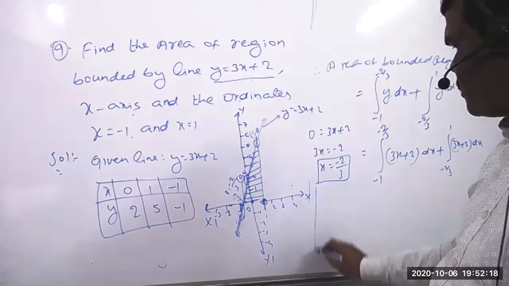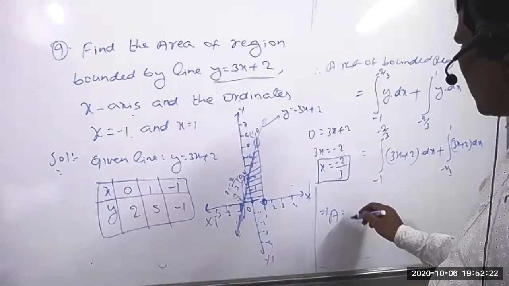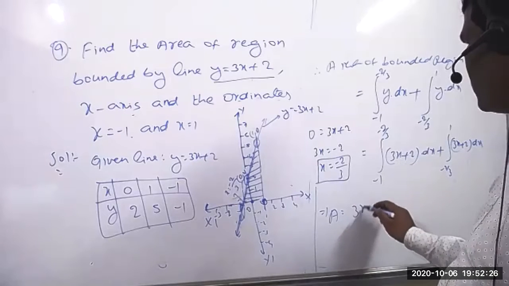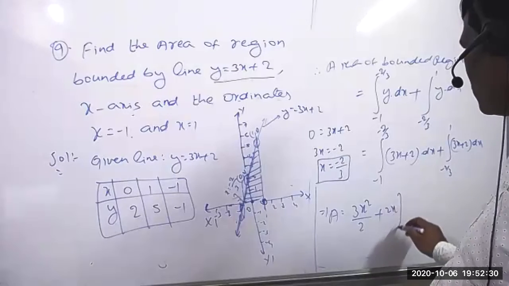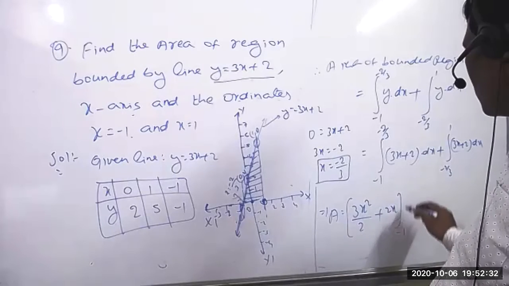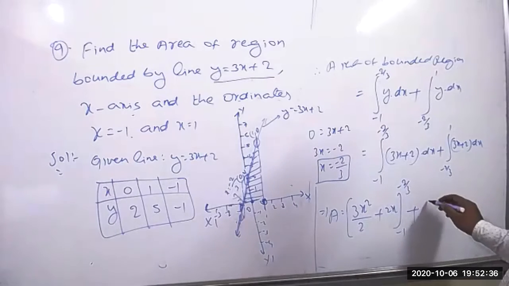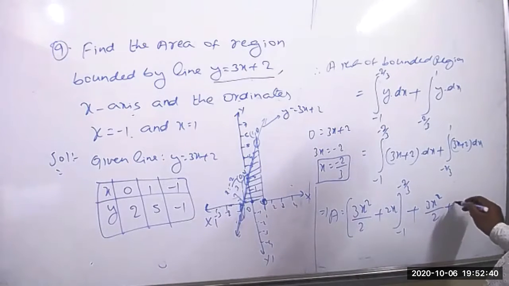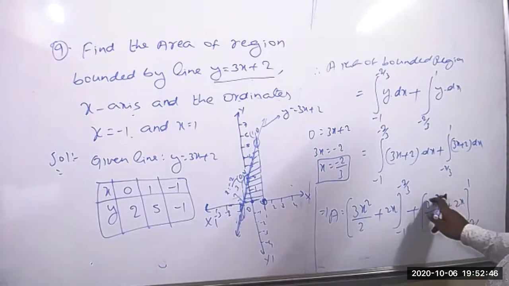Now simplify that. So the area is equal to the integration of 3x plus 2, which we know very well is 3x square by 2 plus 2x, from -1 to -2 by 3, plus, here also the same, 3x square by 2 plus 2x, from -2 by 3 to 1.